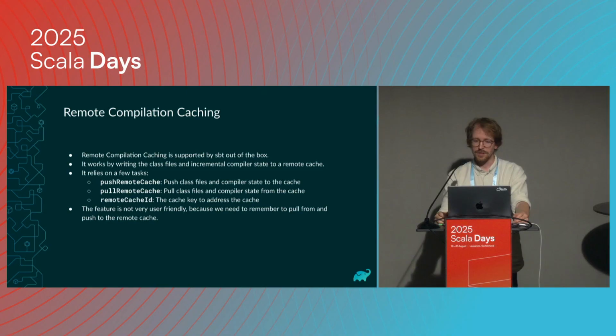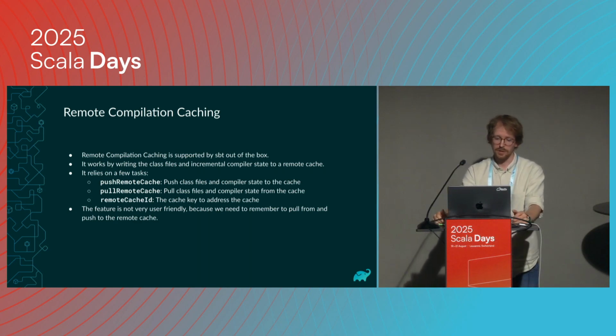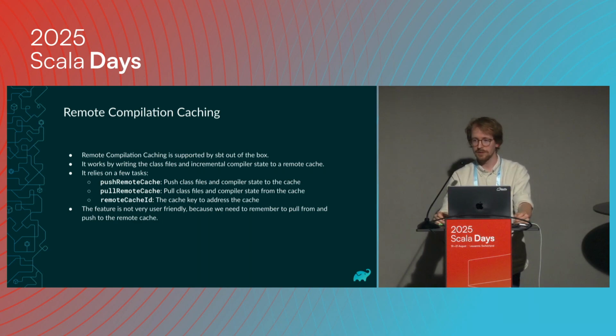So we mentioned briefly remote compilation caching. This is something that's supported out of the box in SBT 1. I think it's been there for quite a while, so it's very likely that your build should be compatible today. The way it works is that you take the class files and the incremental compiler state, and you push that to a remote cache. There are a few tasks that are involved in doing this.